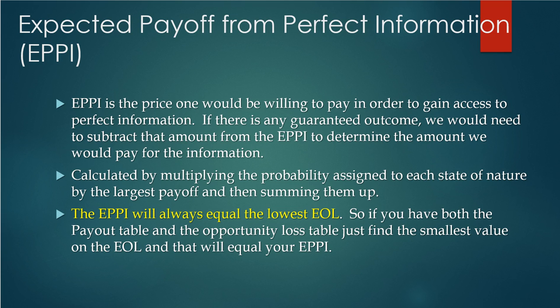The expected payoff from perfect information. This is saying, listen, how much would we pay? What additional would we gain, either percentage wise or dollars wise? Would we increase our percentage of a new product design if we had better information? How much should we be willing to pay for that? Well, we can calculate that by multiplying the probability assigned to each of the states of nature by the largest payoff and then summing those up. We can figure out how much we'd be willing to pay for that additional information, for that additional time. Okay, so that's kind of an important concept as well.